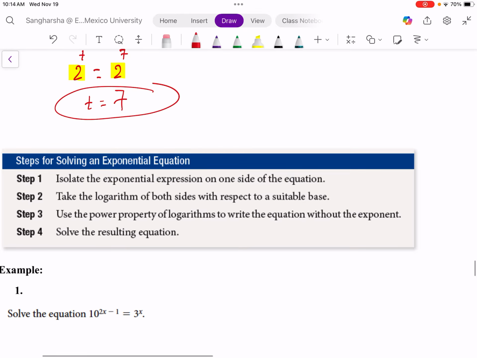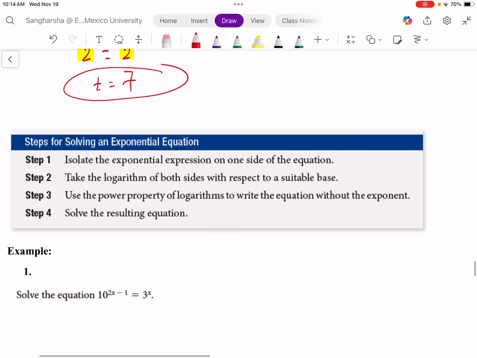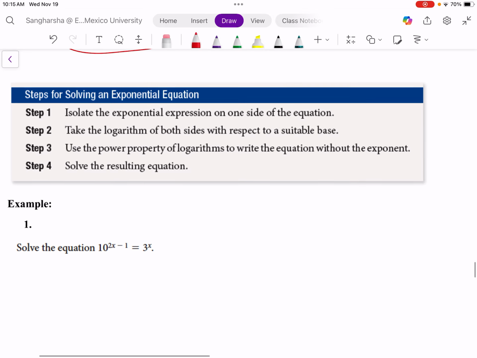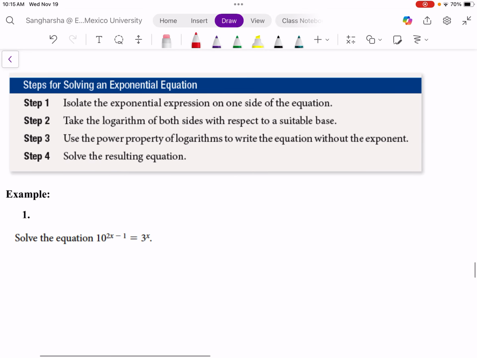Now, the next one. We have the next exponential equation: 10 to the power 2x minus 1 equals 3 to the power x. What is the base on the left side? It is 10. What is the base on the right side? It is 3.